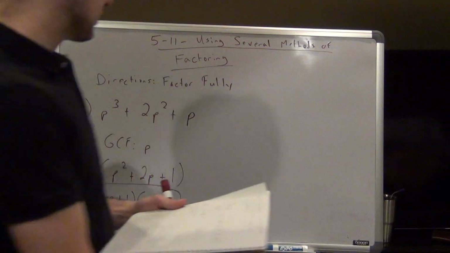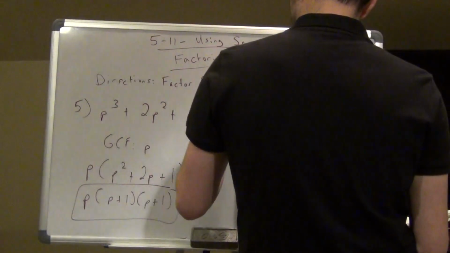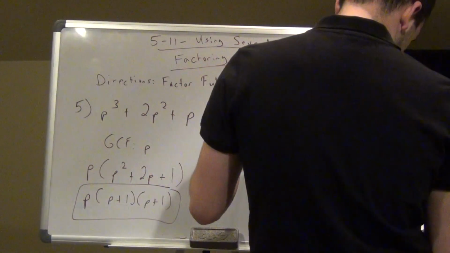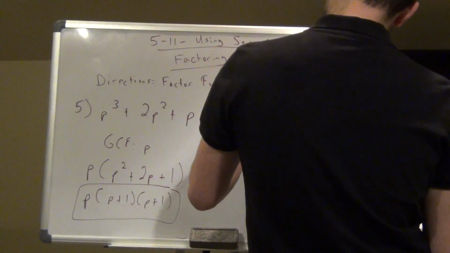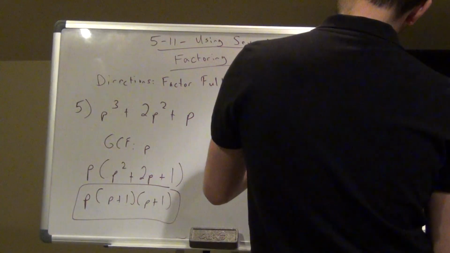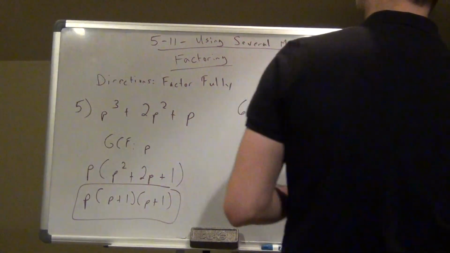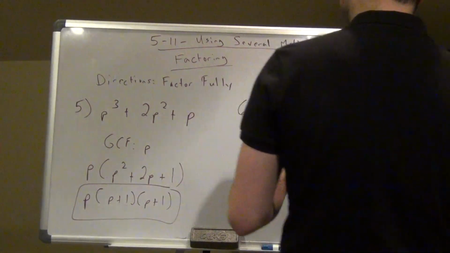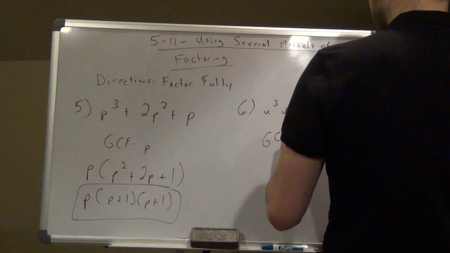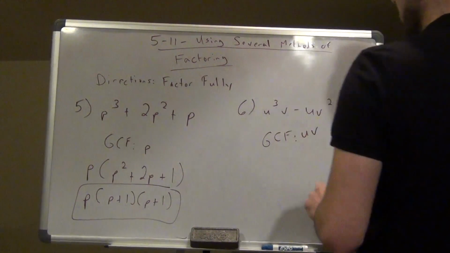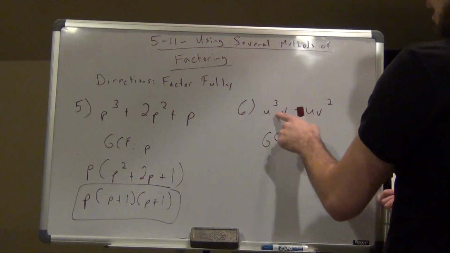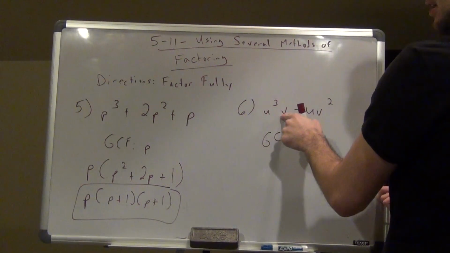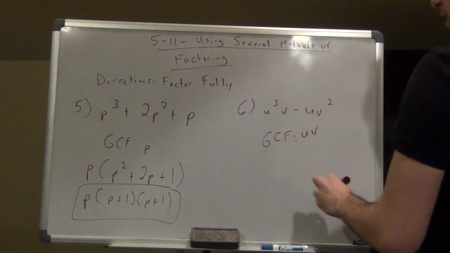Alright, let's look at 6. So again, 6, I get u to the 3rd v minus uv squared. Okay, don't get confused. Let's find my GCF. What's the lowest power of what we have in common? 1u and 1v, right? We have at least 1u and 1v in common. U to the first is the lower power of what they have in common. v to the first is the lower power, what they have in common.